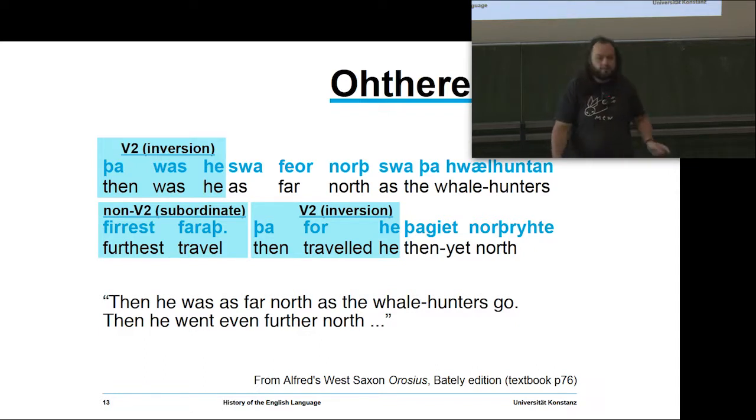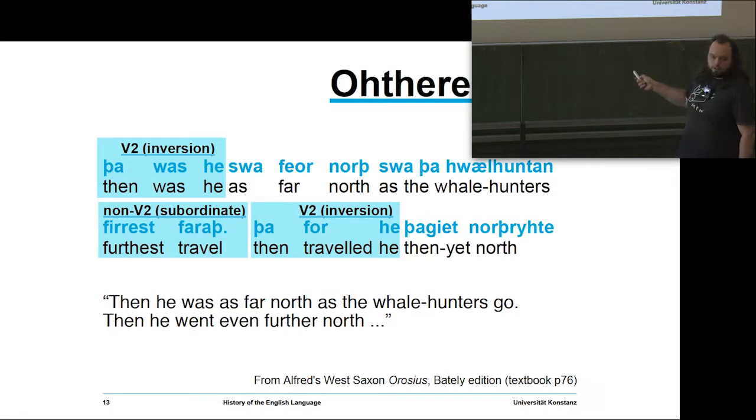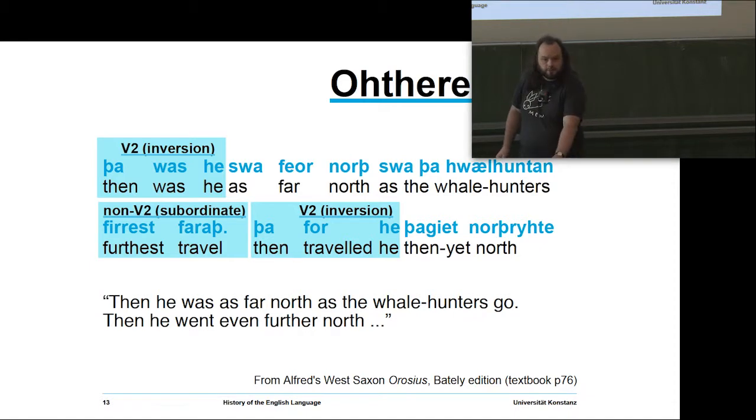In fact, this is what we're going to come on to in just a couple of seconds. But let me finish off with this slide, because we've got another example of fahren here for the finite past form, and again inversion. Then travelled he, says Ohthere, north-right. Then he travelled even further north. This guy really likes travelling north, okay?